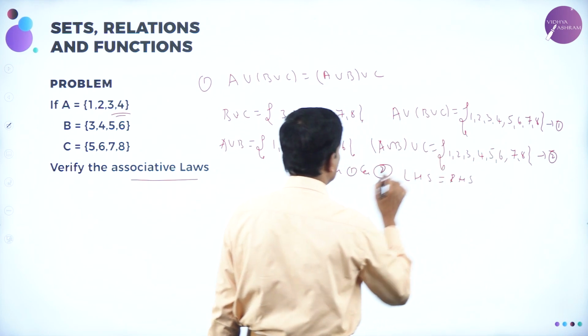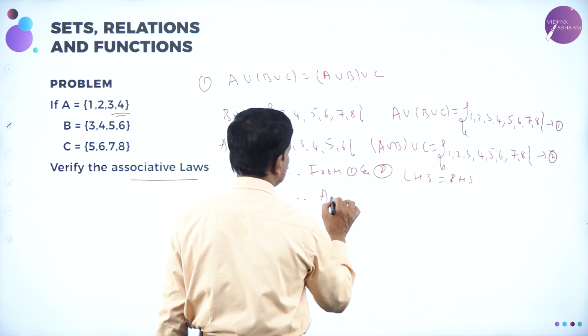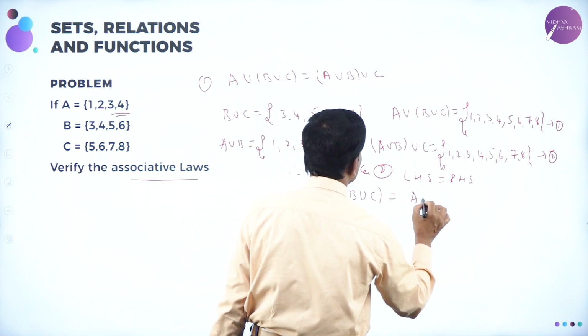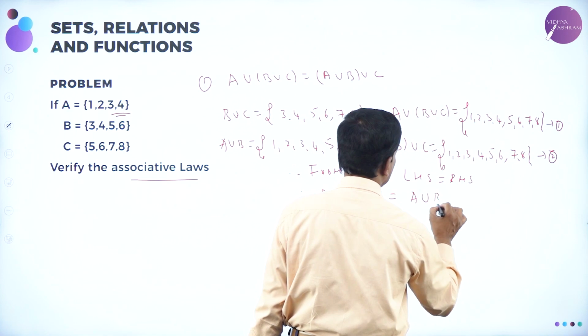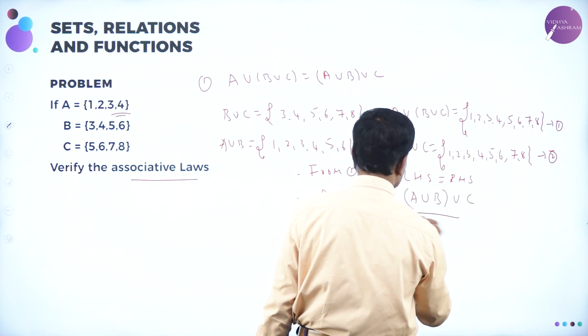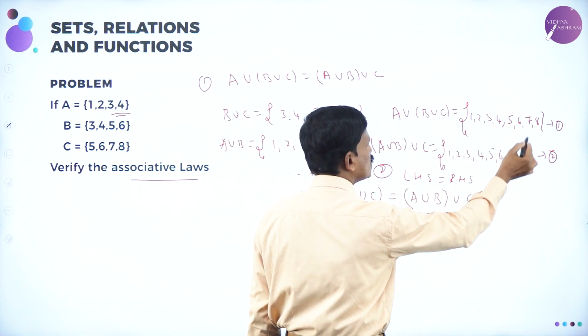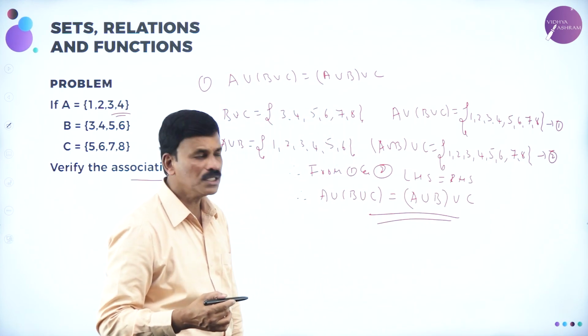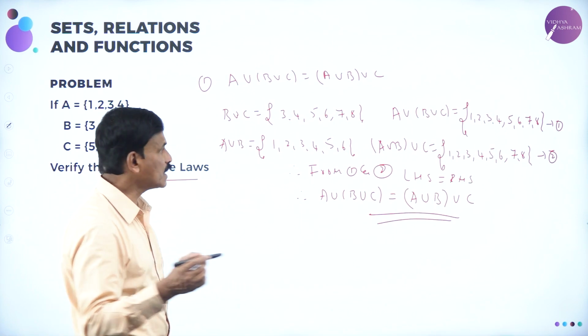Right. That means, therefore, A union B union C is equal to A union B union C. That's it. So, 1, 2, 3, 4, 5, 6, 7, 8. A union B union C is equal to A union B union C. That's it. Now, similarly, second one, intersection.